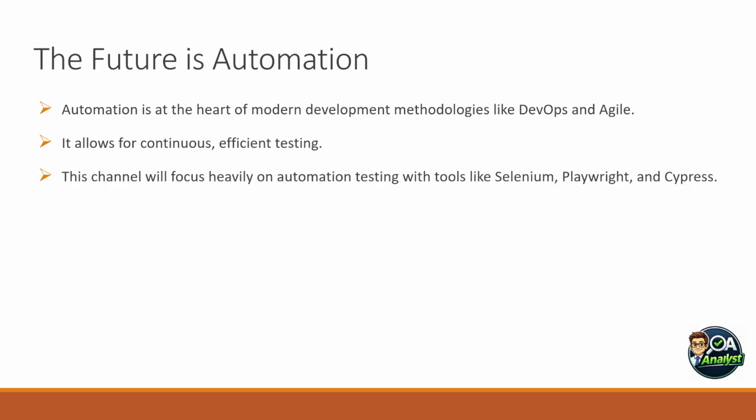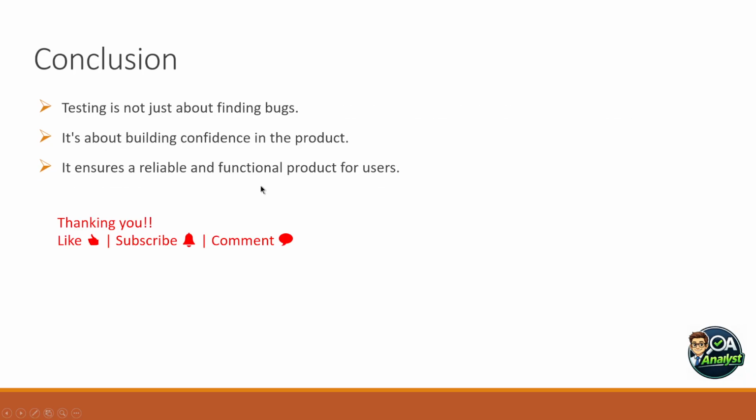Now I want you to think about this. Pick one app you use daily, maybe WhatsApp, YouTube, or your banking app. If you were a tester, how would you test it? What kind of scenarios would you check? Write it down somewhere, because in our upcoming videos we will start turning those thoughts into automation test cases.